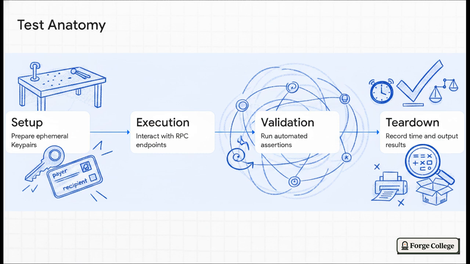transaction. Then comes Step 3, validation. We don't just sit back and hope the execution worked, we use automated assertions to mathematically prove it did by double-checking account balances. And finally, Step 4, teardown and output. We log the execution time, catch any random errors, and basically print the paperwork.